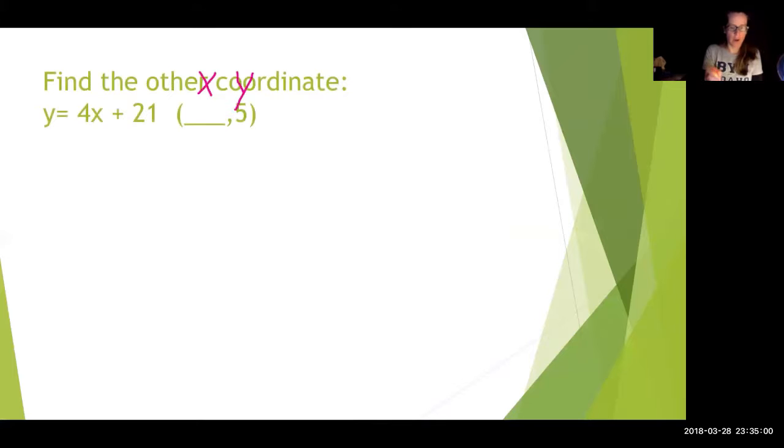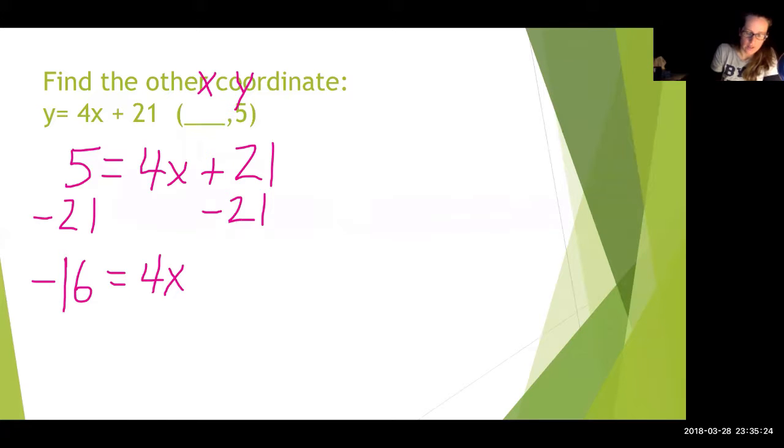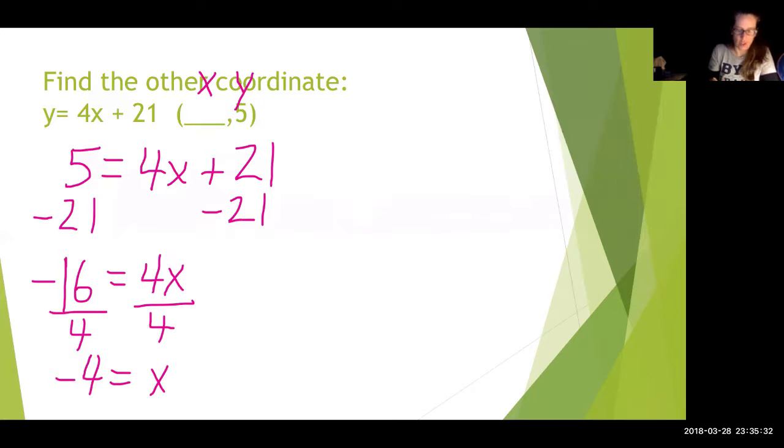Right here we have the y, but we don't have the x. So what we're going to do is put in 5 for the y, and then solve for x. Pretty straightforward. So 5 goes in for y, and we have 4x plus 21. To solve for x, we're going to subtract 21 from both sides. We end up with a negative 16 over here and a 4x over here. So we divide by 4 on both sides, and we end up with x is equal to negative 4. So there we go. We found our x. Our coordinate is actually negative 4, 5.